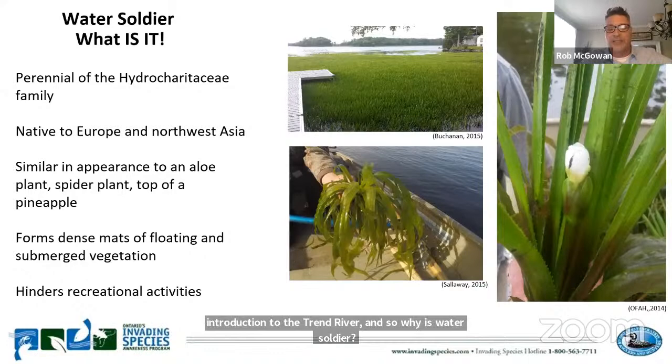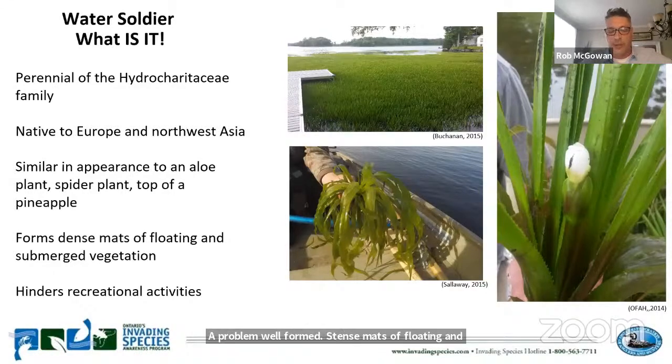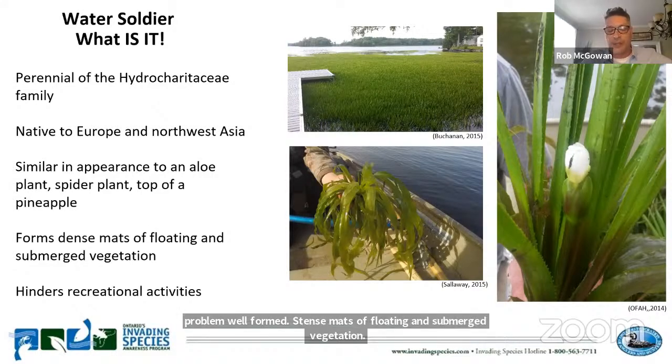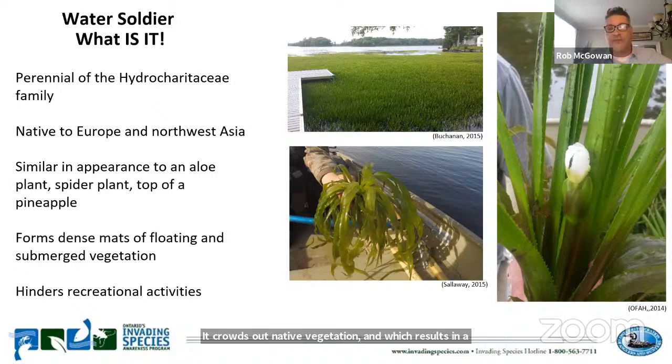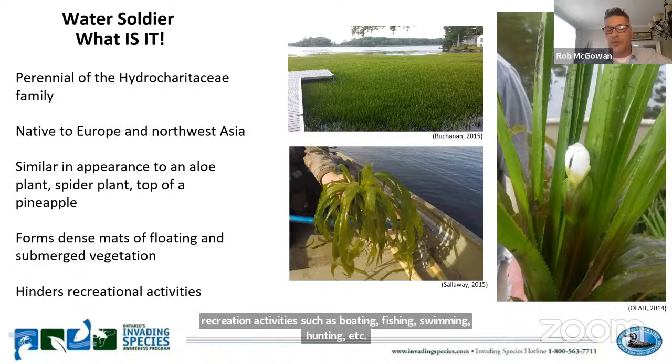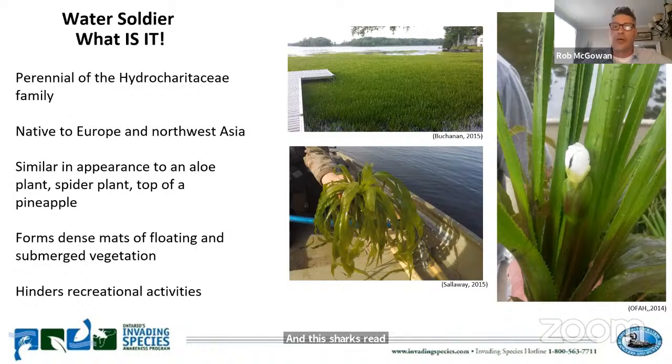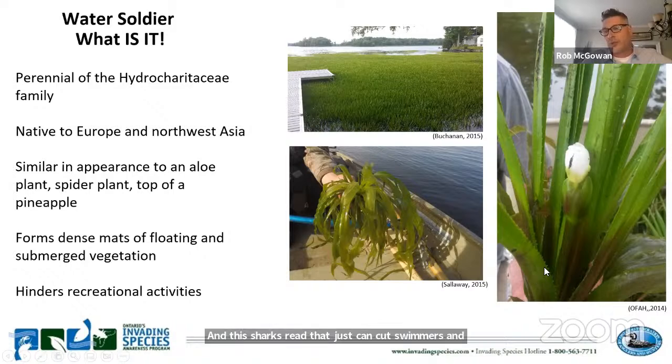So why is water soldier a problem? Well, it forms dense mats of floating and submerged vegetation. It crowds out native vegetation, which results in reduced biodiversity. The dense floating mats of water soldier hinder recreational activities such as boating, fishing, swimming, hunting, etc. And the sharp serrated leaf edges can cut swimmers and individuals who handle the plant. You can see in this picture on the right, those serrations on the leaf margin, they can do some damage. So if you're handling the plant, you want to be gentle with it.